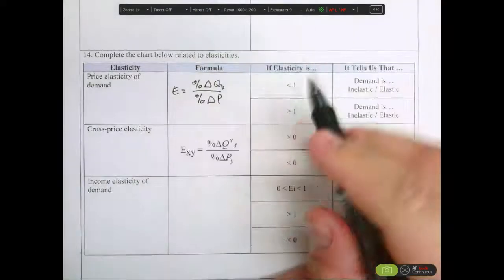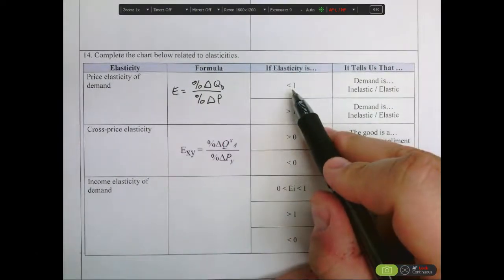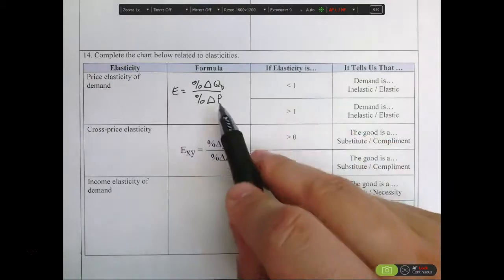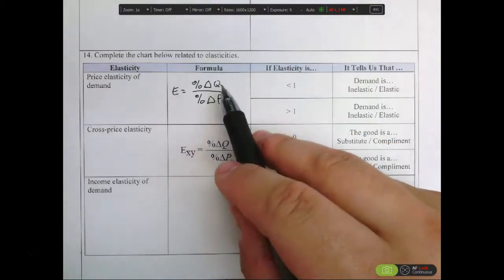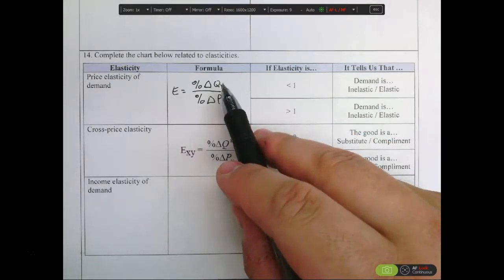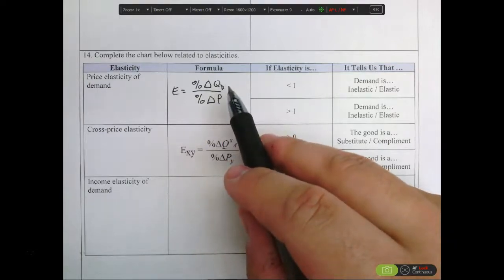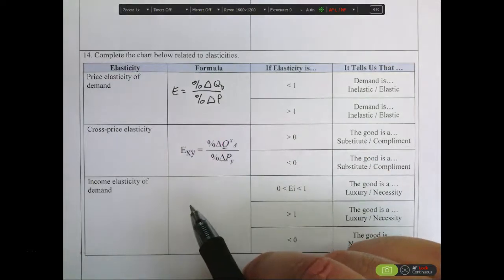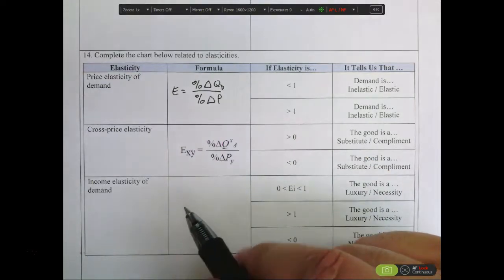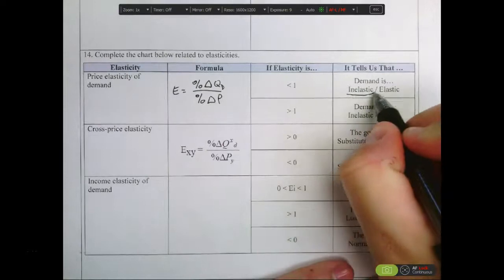And so if the elasticity is less than 1, then what it's telling us is that the percent change in price is greater than the percent change in quantity demanded. And so quantity demanded is not being very responsive to a change in price. And we would say that when something is being unresponsive, it is being very inelastic.